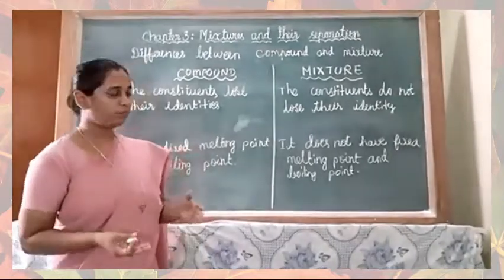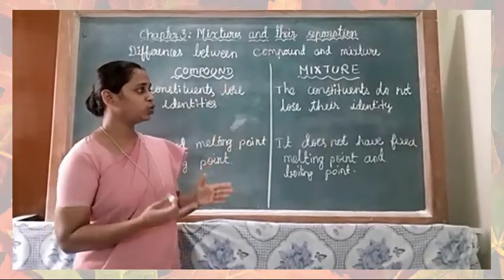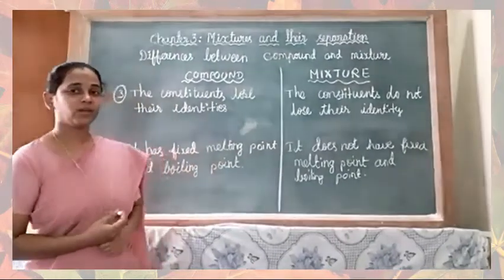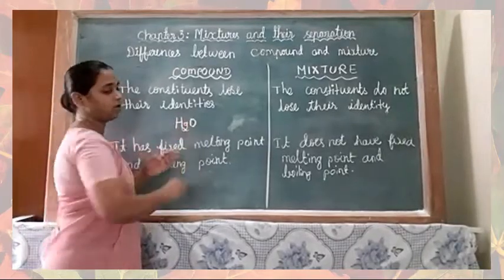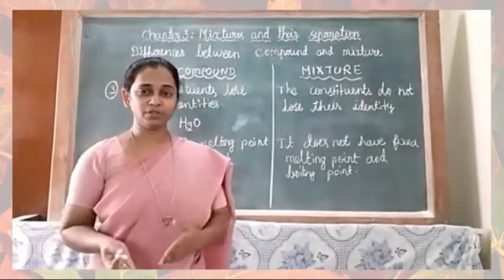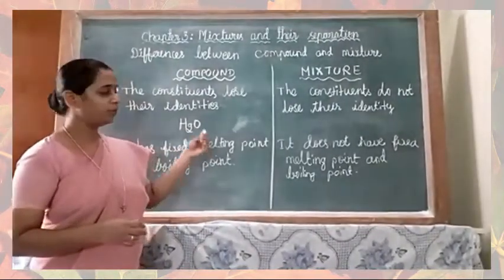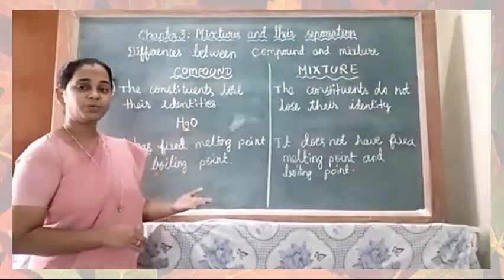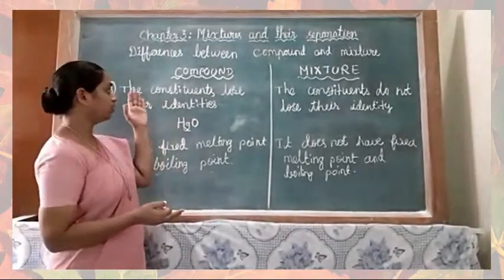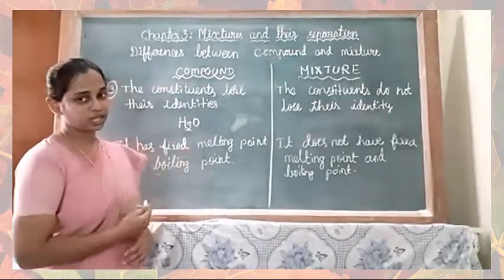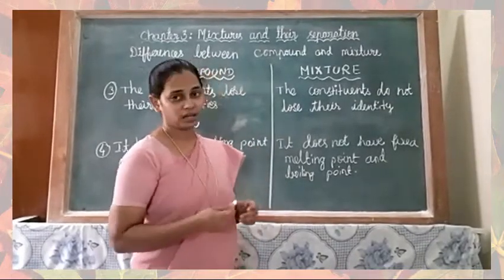Third difference: in a compound, the constituents lose their identities. In a mixture, the constituents do not lose their identity. What are the constituent elements of water? Hydrogen and oxygen. We know that hydrogen can burn, and oxygen helps in burning. However, the compound water formed from hydrogen and oxygen neither burns nor helps in burning. They lose their identities.